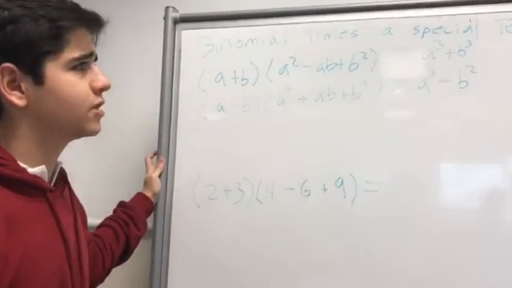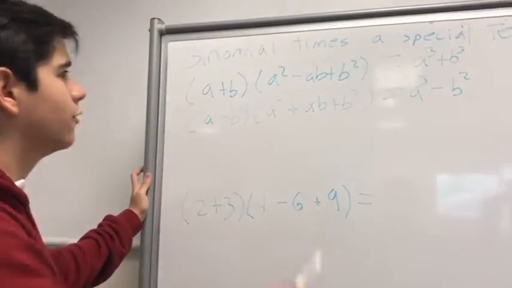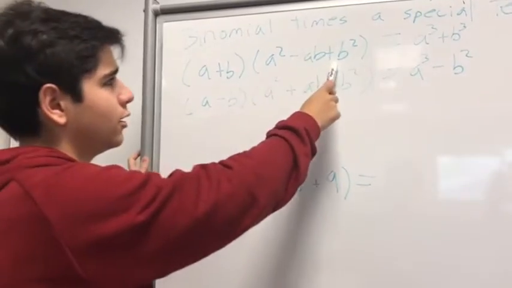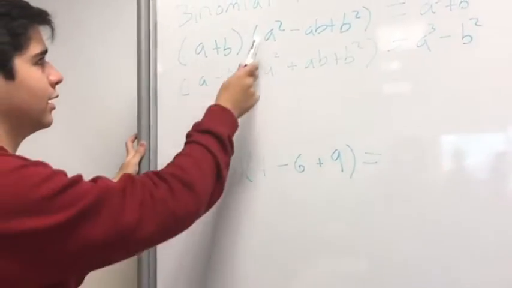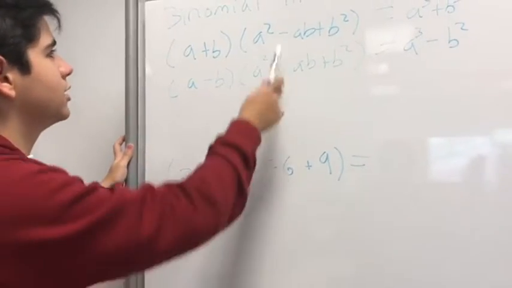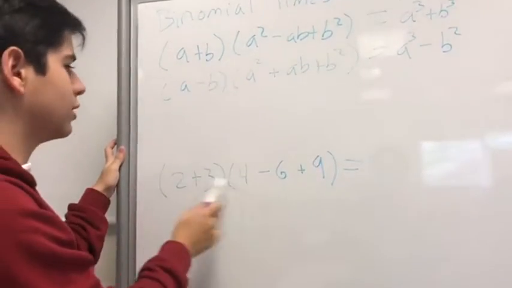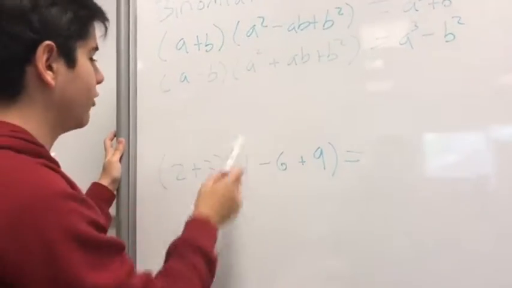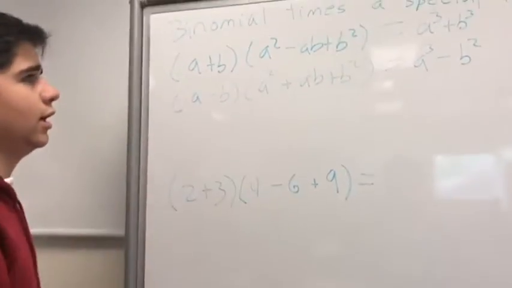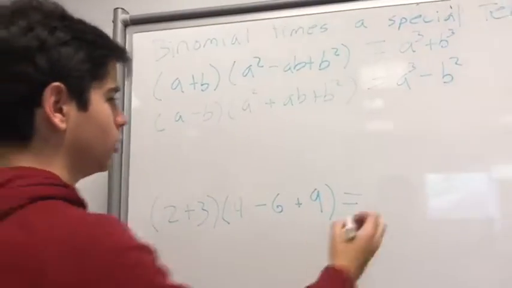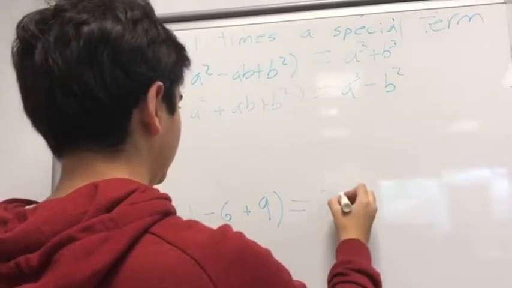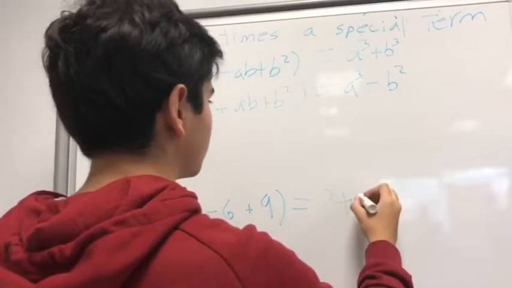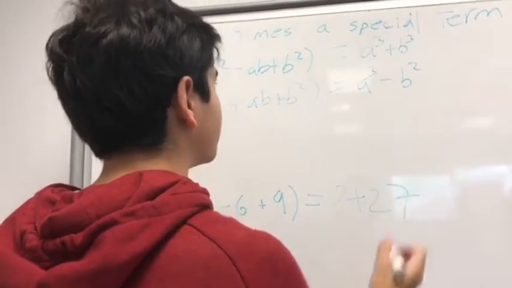So in a binomial times a special term, what you have to do is first check that the formula is the same as this. So like in this example, this is the square, this is multiplying these two, is multiplying these two, and this is the square of this one, and it checks out, and you just complete it with this. Just do the cubes of both. So in this case it will be 8 and 27.